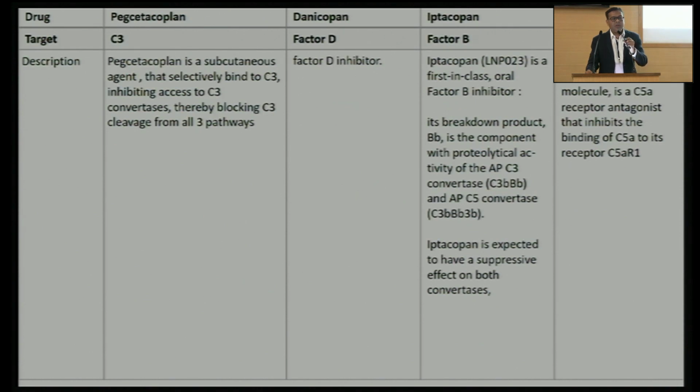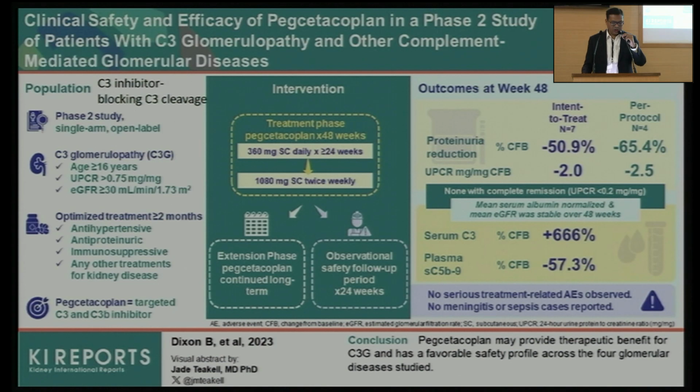Then coming to the other agents, Iptacopan, Danicopan, and Avacopan, which I just mentioned, there is one study of each of these. Iptacopan is a C3 inhibitor. This was the initial pilot phase 2 study, done in 7 patients. For 24 weeks they gave 360 milligrams per day, and then 1080 milligrams twice weekly, and then there was an extension phase in one of these patients with observation and safety follow-up.